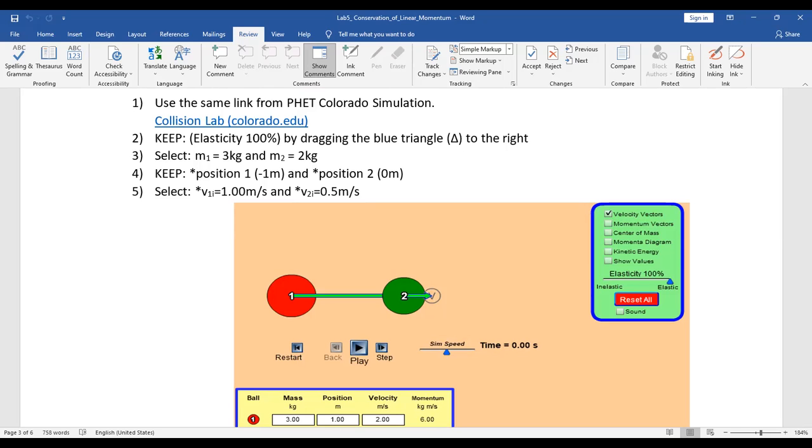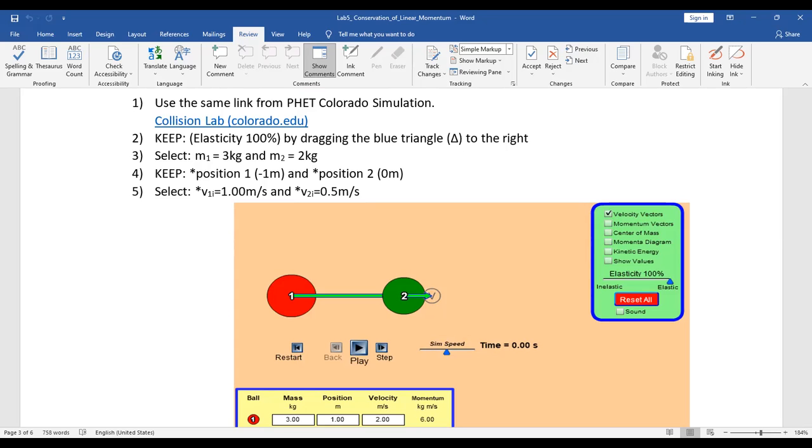After collision, its velocity is 0.9, 1.65. Right? Is it right? 0.9, 1.65. Right. Then we can calculate Pi is equal to 3 times 0.9 plus 2 times 1.